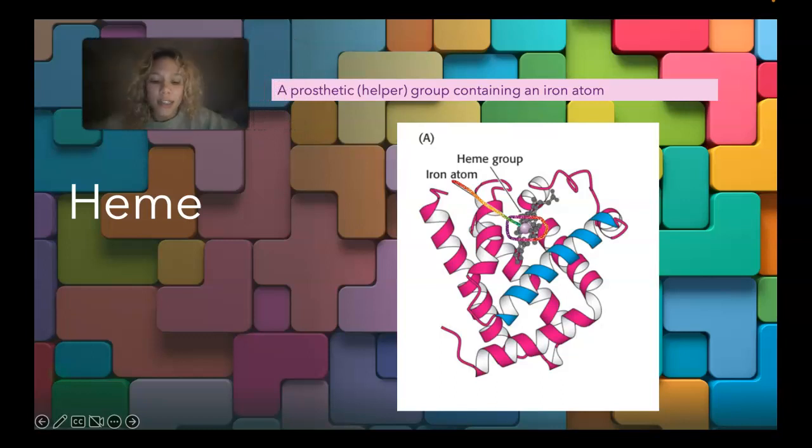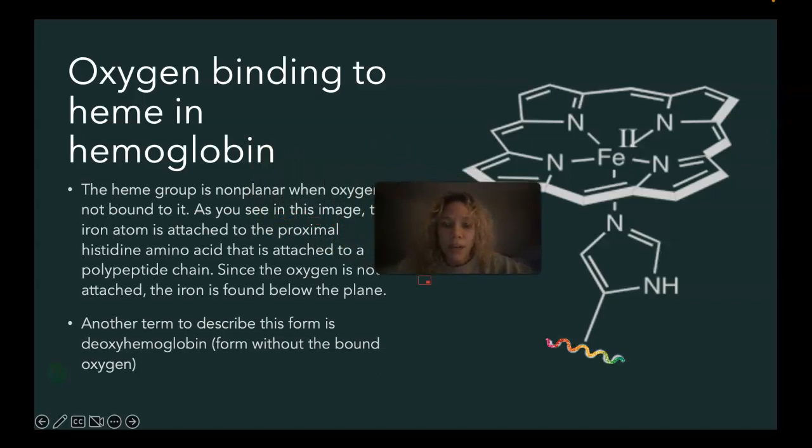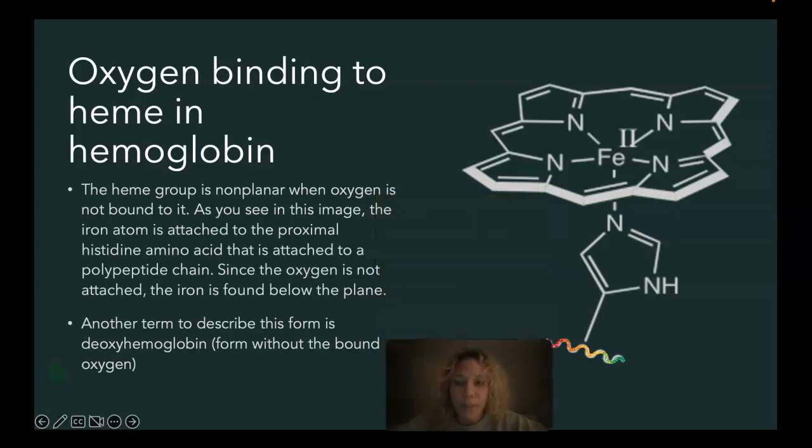Let us understand heme as defined on this slide. This definition I got from our textbook. Heme, a prosthetic helper group containing an iron atom. I place this image here depicting the heme group and the iron atom attached. I am going to be moving my little video around so that you guys can have a better look at the presentation.